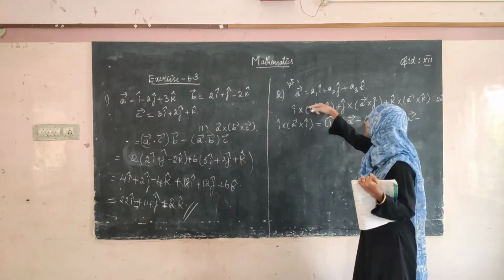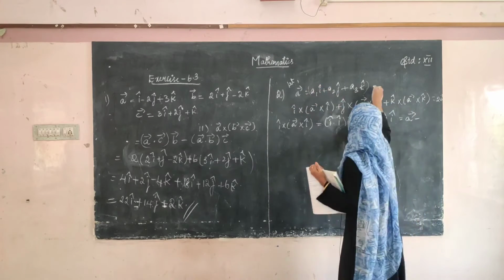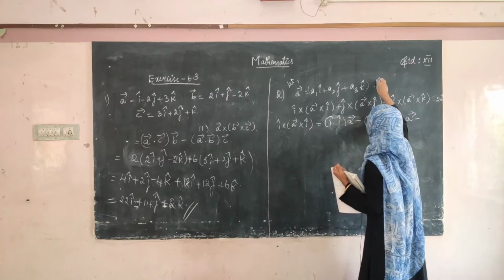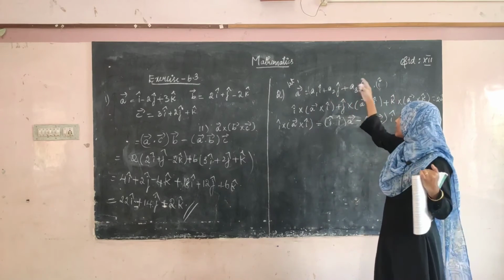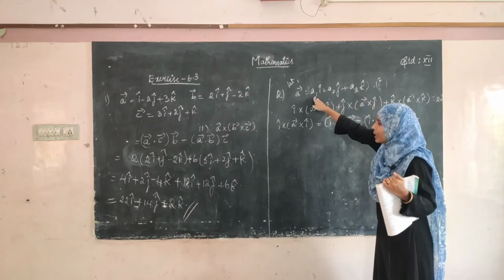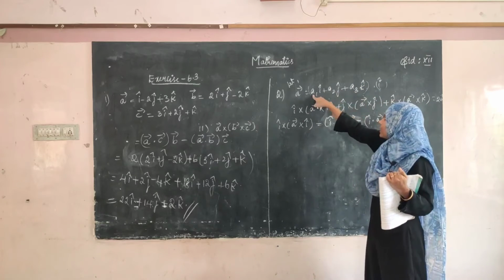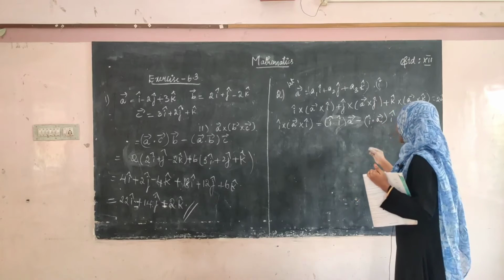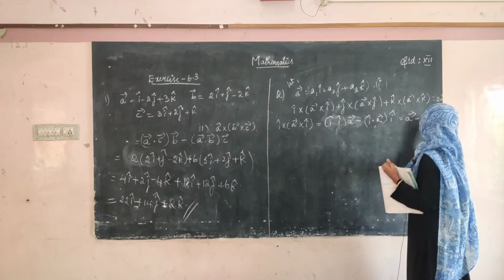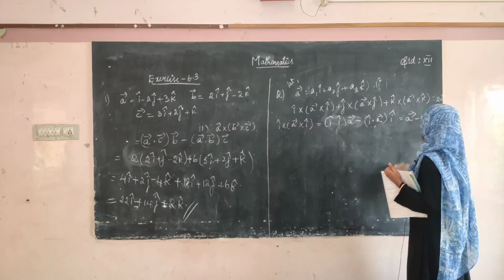A vector is this. So dot product of I cap alone. So this is one vector and this is one vector. When dot producting, we have to multiply the coefficients of I alone. Here it is A1, here it is 1. So the answer is A1. So minus A1 I cap.